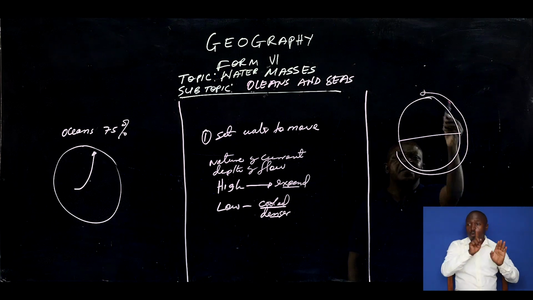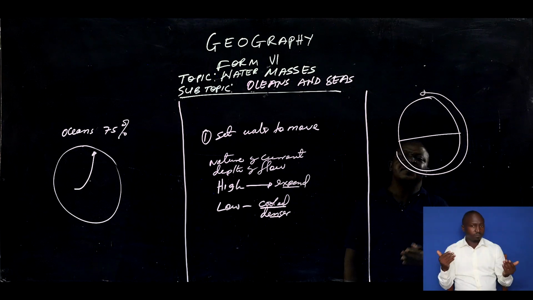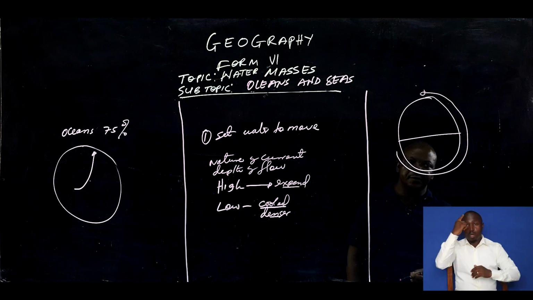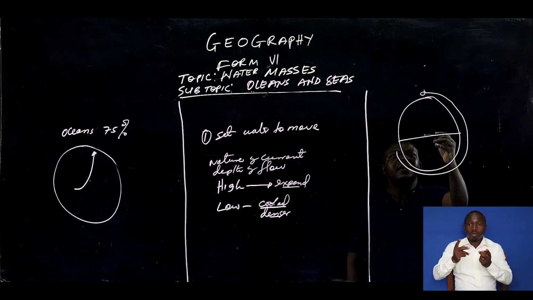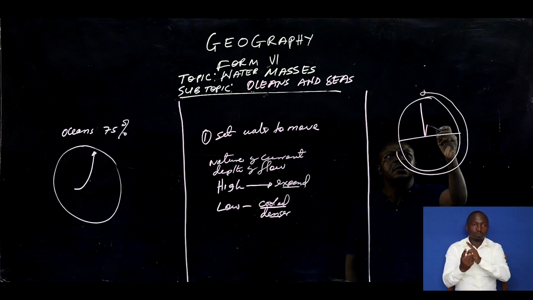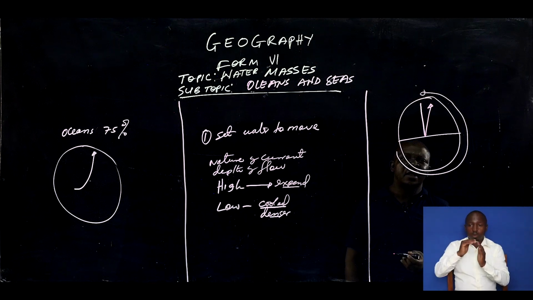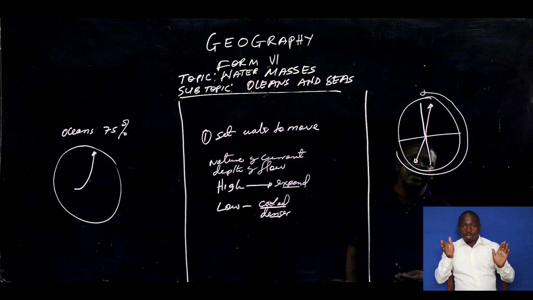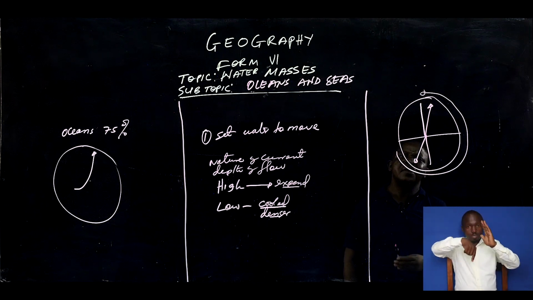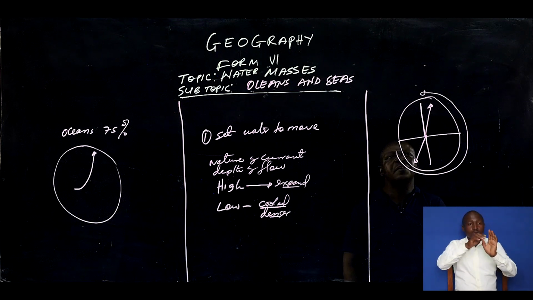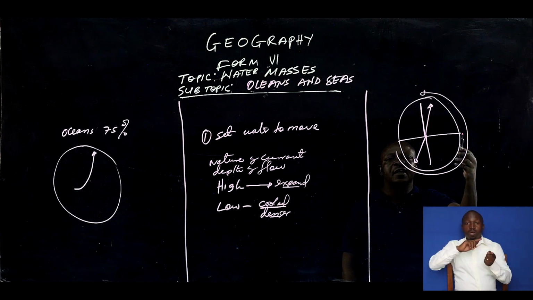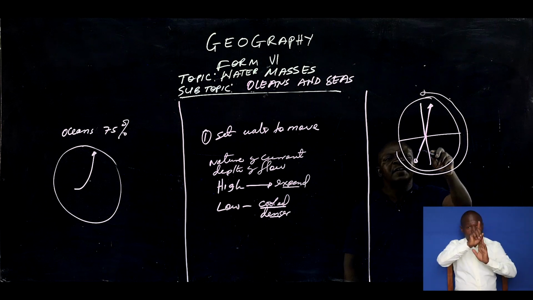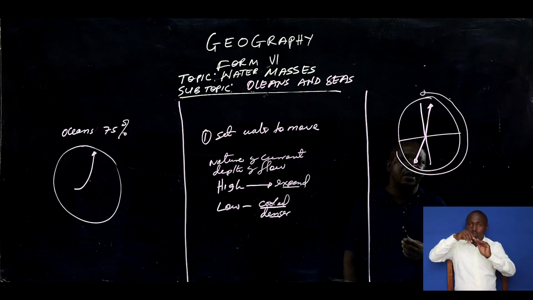Because of this behavior, objects over the Earth's surface are deflected to the right in the northern hemisphere and deflected to the left in the southern hemisphere. It means winds, being moving objects over the Earth's surface, are deflected to the right in the northern hemisphere and to the left in the southern hemisphere.